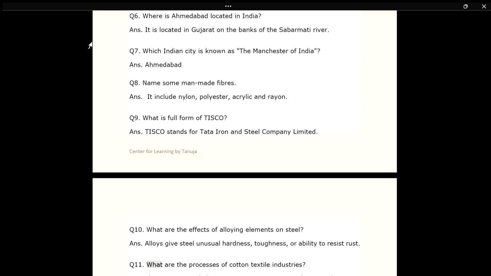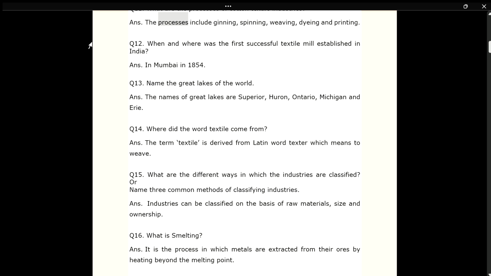Q11. What are the processes of cotton textile industries? Ans. The processes include ginning, spinning, weaving, dyeing and printing. Q12. When and where was the first successful textile mill established in India? Ans. In Mumbai in 1854.